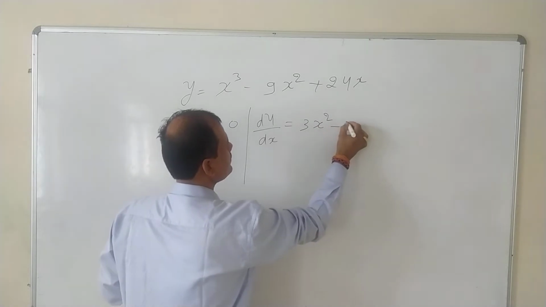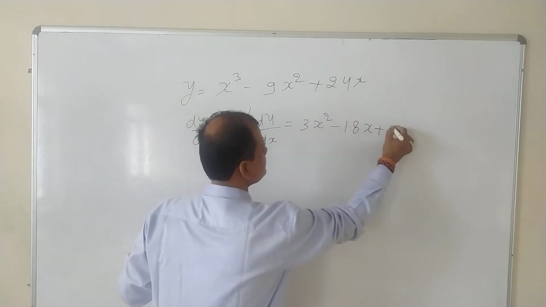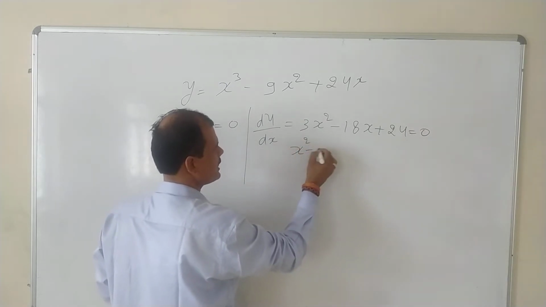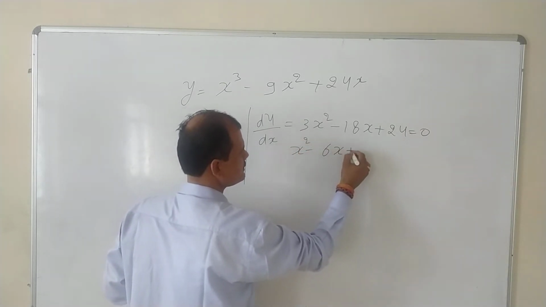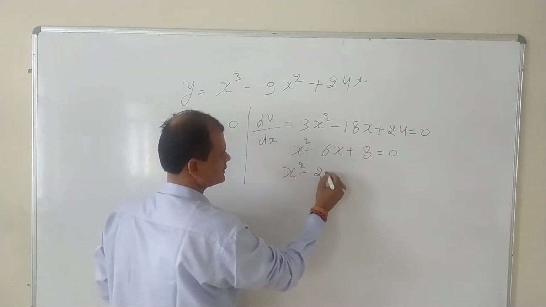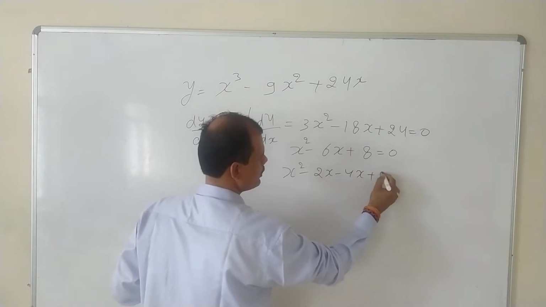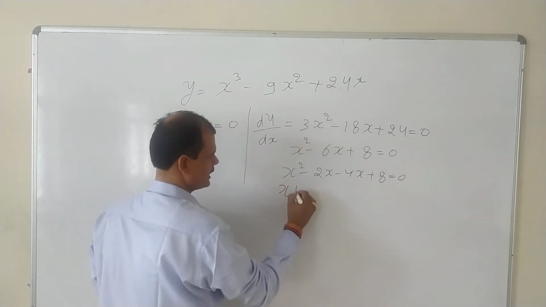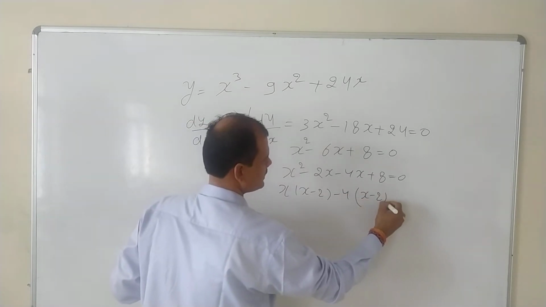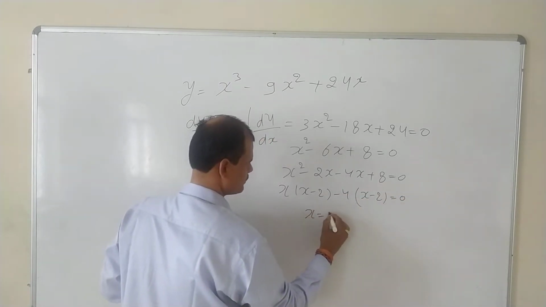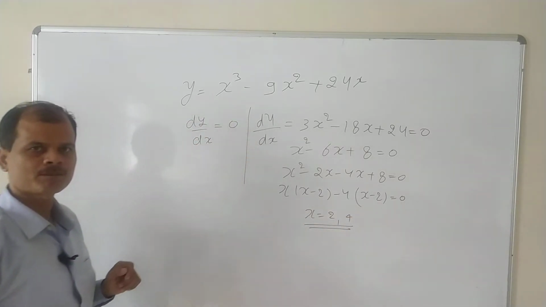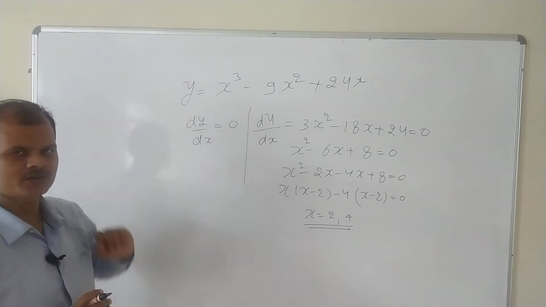3x square minus 18x plus 24 equal to 0. If you divide by 3, we get x square minus 6x plus 8 equal to 0. So we get x square minus 2x minus 4x plus 8 equal to 0. So we get (x minus 2) minus 4(x minus 2) equal to 0. So x equal to 2 and 4. So these two are the critical points of the given function.